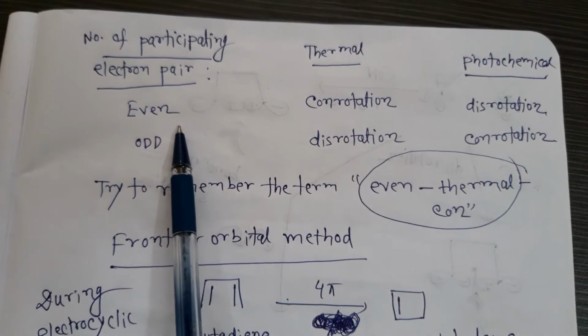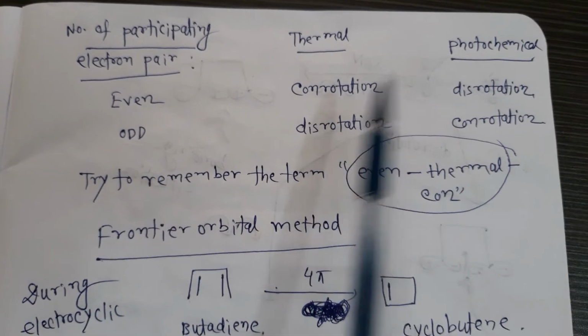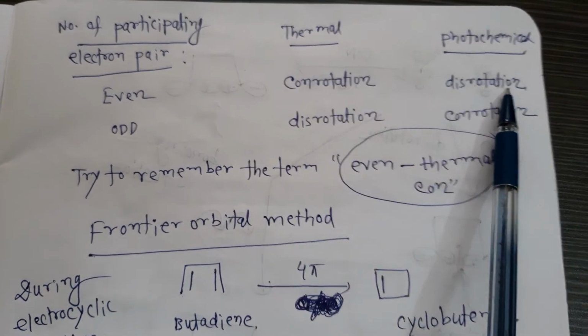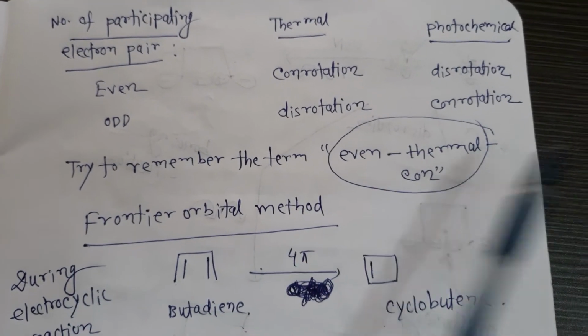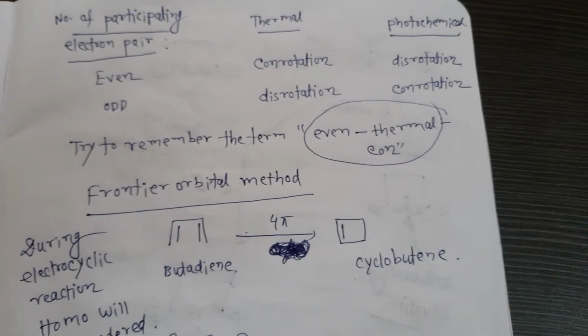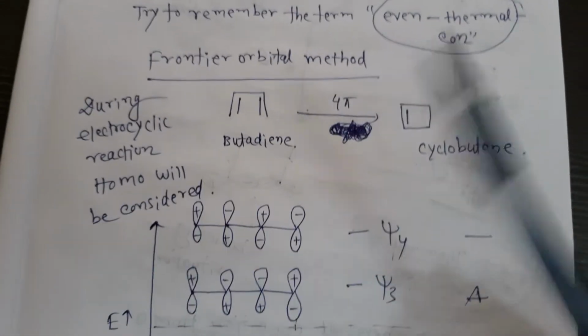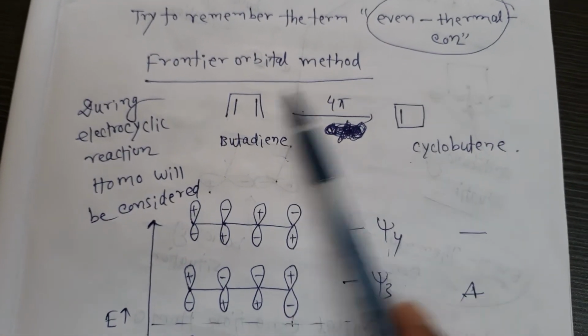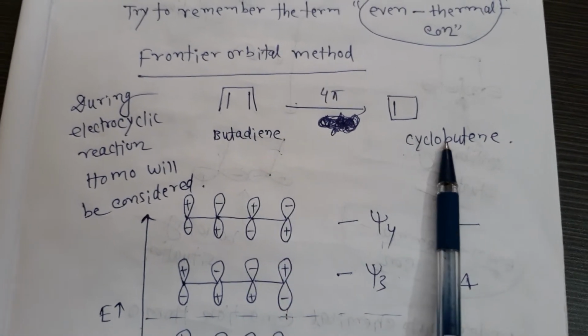Now, if the number of pi electron pair is even, it is conrotation thermally and disrotation photochemically. You should remember: even, thermal, conrotation. Now to verify the selection rule, let us consider an example, butadiene to cyclobutene.